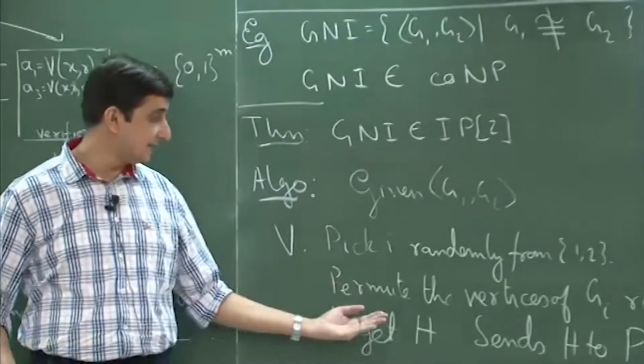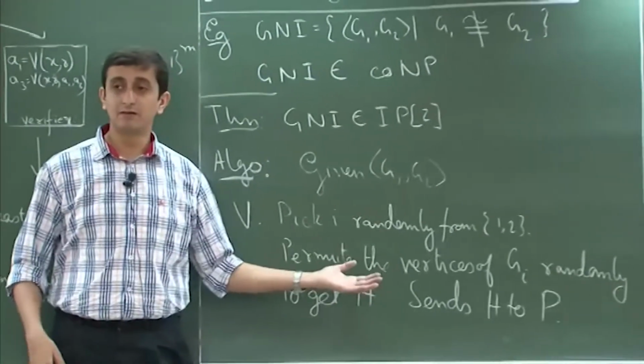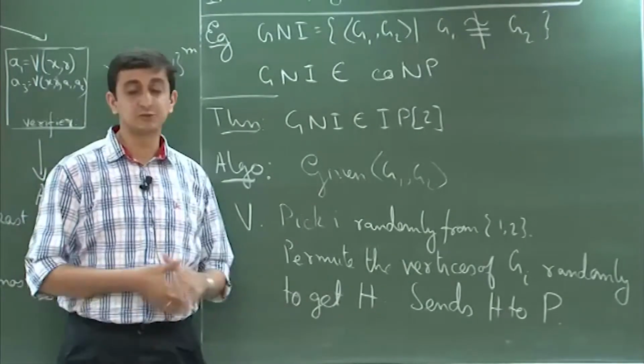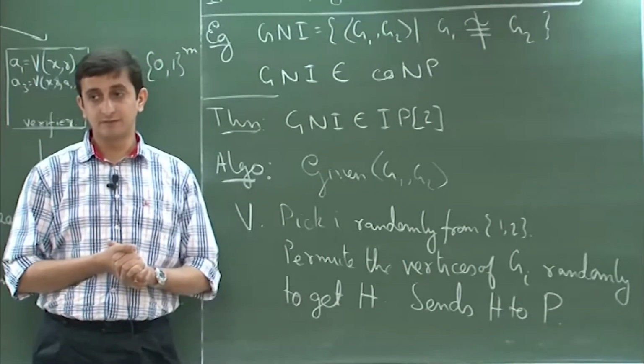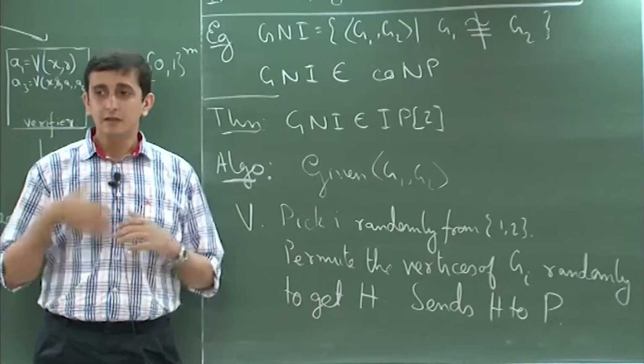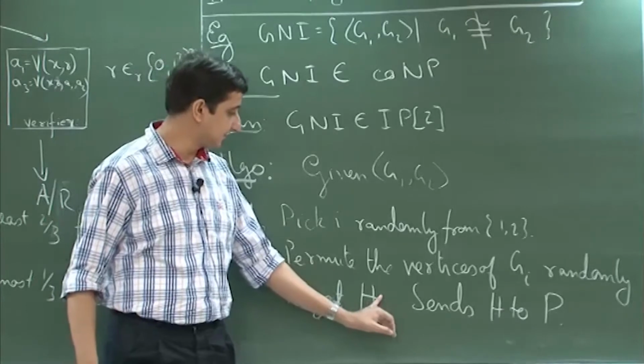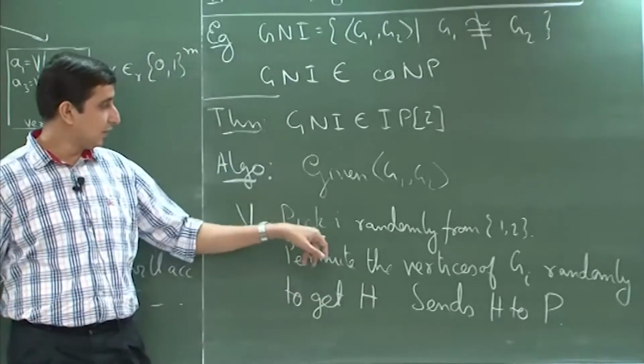Because he wants to hide the fact from the prover as to which of the graphs H is isomorphic to. Okay. So, let me just pose the question in a different way.